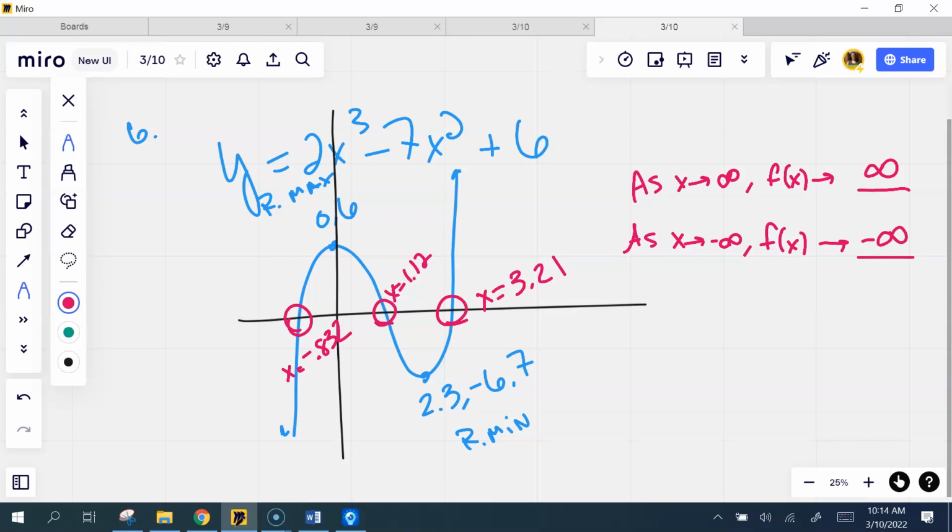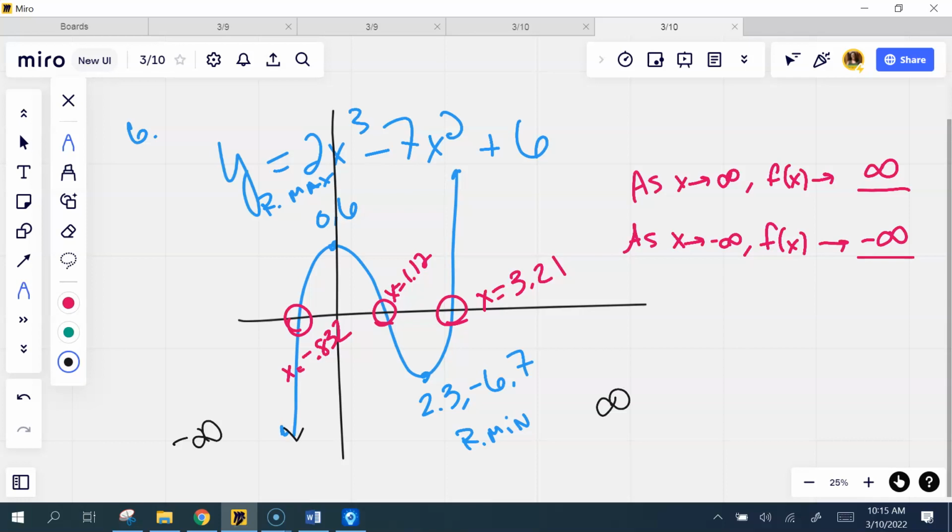One last thing to do, and that's my increasing and decreasing intervals. Where do those change? Where do my increasing and decreasing intervals change? On the humps. What are the humps called? Turning points, okay? Those change because it turns, it changes direction. So as I start, this is negative infinity, this is positive infinity.